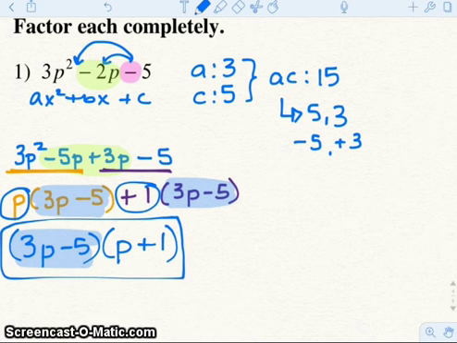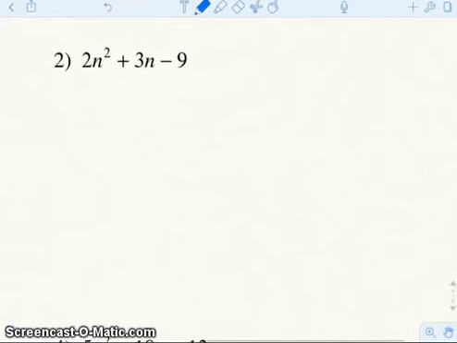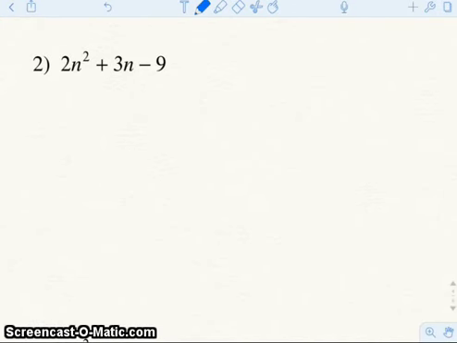This is called factoring by grouping. I'm going to do another example so we can see it again. I look at this one and I ask myself, is it a quadratic trinomial? It is. The leading coefficient is not a 1 and there's no GCF, so I'm in the special case category.